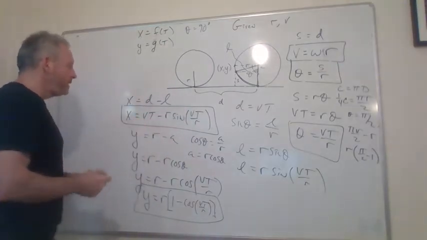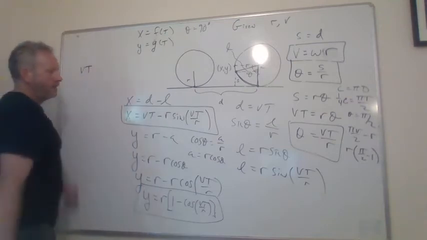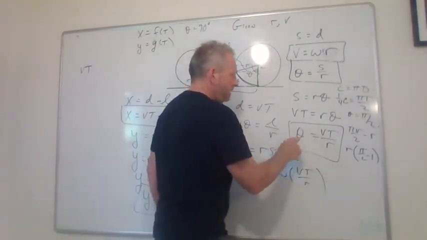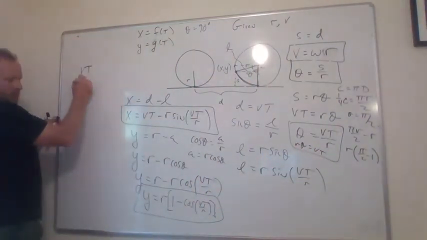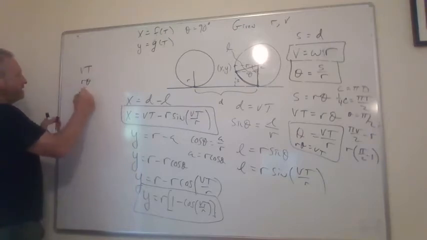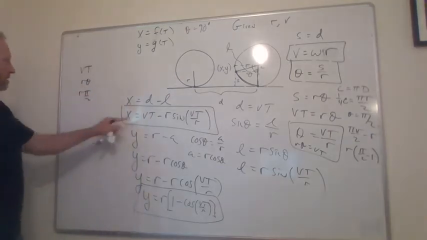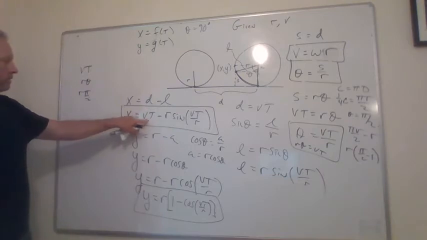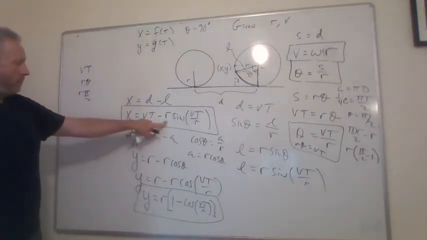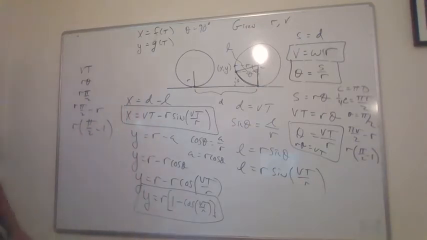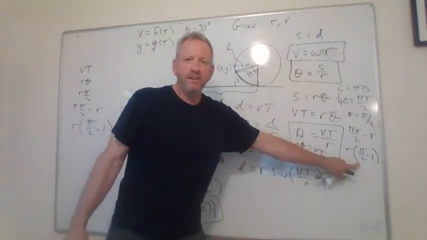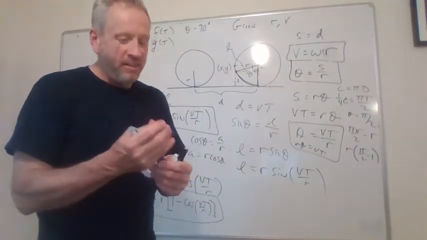What is this Vt? Let's see, Vt. If I multiply both sides by r right here, look, I would get r theta equals Vt. So Vt is r theta, but theta in this case is pi over 2. So this is r pi over 2 minus r. So we'd have r pi over 2 minus r, which is r times pi over 2 minus 1, which amazingly is what I've written down here.